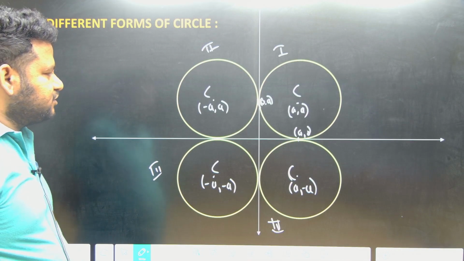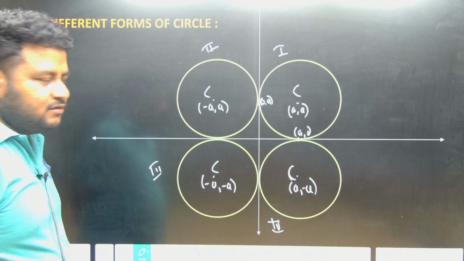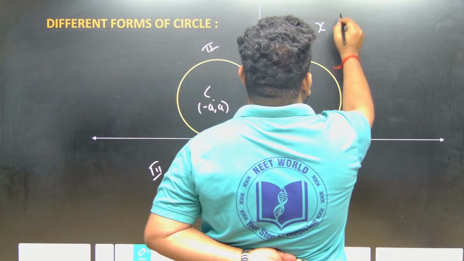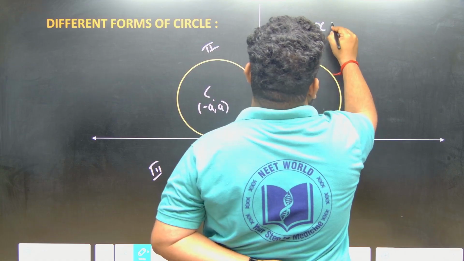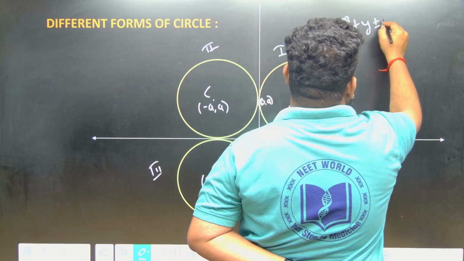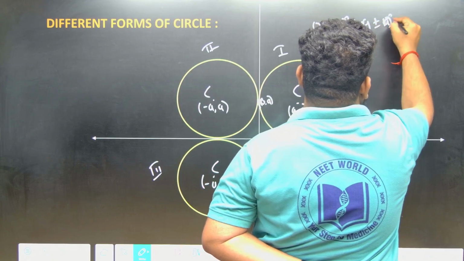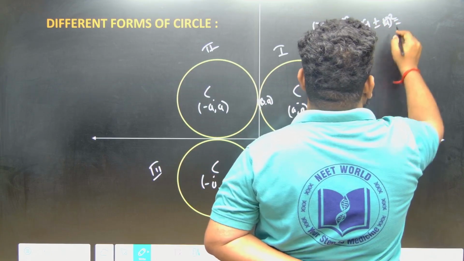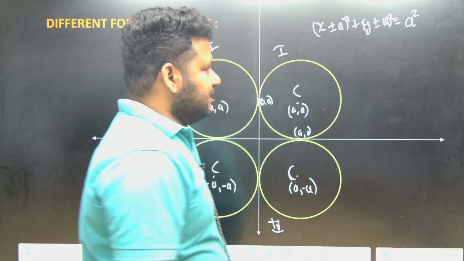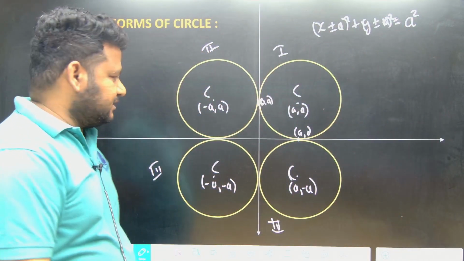So what will be the equation of the circle? The equation of the circle will be (x plus or minus a) whole square plus (y plus or minus a) whole square is equal to r square. R square is a square, because the radius will be a itself. So based on this, you can get this circle.